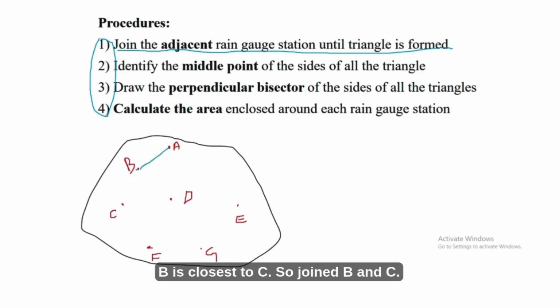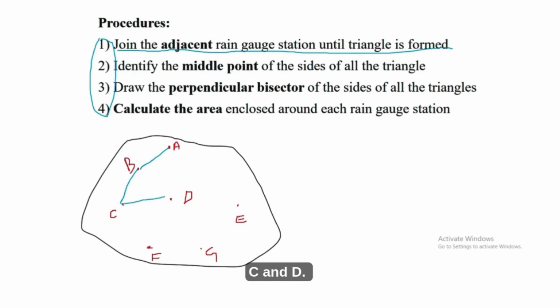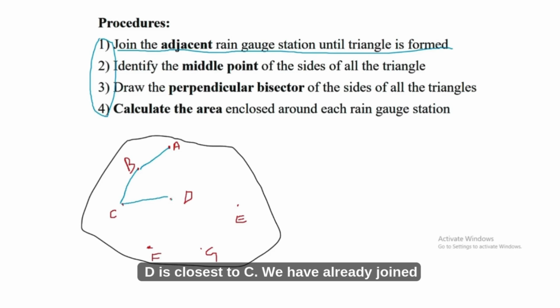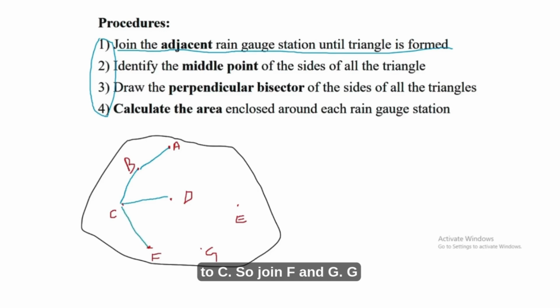B is closest to C, so join B and C. C is closest to D, so join C and D. D is closest to C, we have already joined C and D. F is closest to C, so join F and C. G is closest to F, so join F and G. E is closest to G, so join E and G.